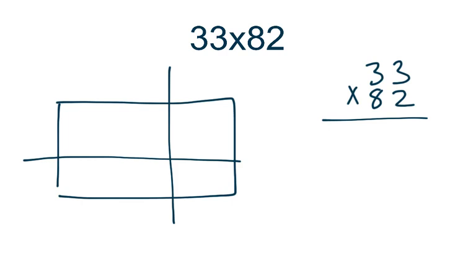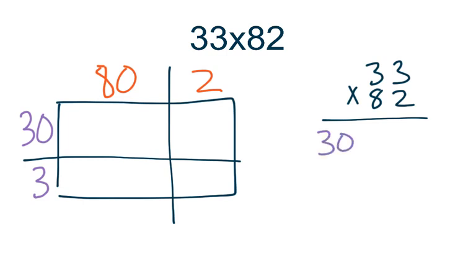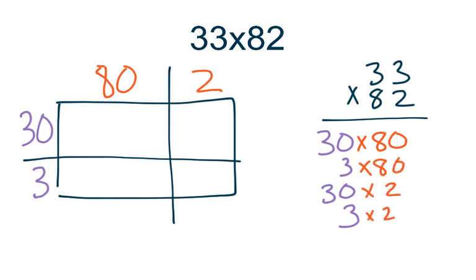I'm going to label my rectangle for my area model. I have 33, and then I have 82. I'm going to go over to my partial products, and I'm going to put my 33 2 times. Then I'm going to multiply each piece times 80. And then I'm going to multiply each piece times 2. This is going to be the same thing that I'm going to be doing in my area model. So let's take a look at our area model.